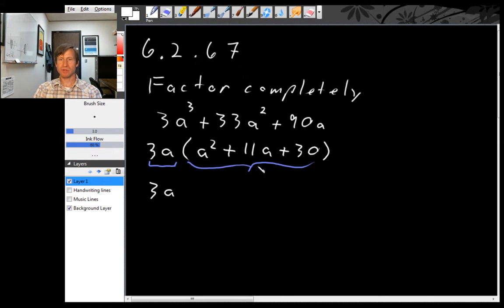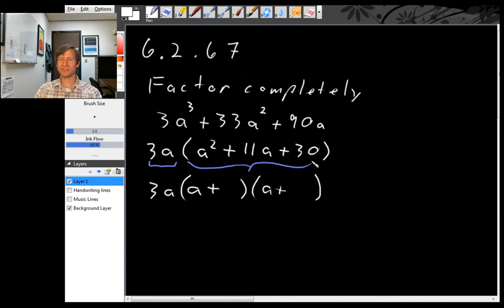Now a squared plus 11a plus 30, this has a leading coefficient of 1, and so we can factor it using the guess and check method or this FOIL method, whatever you want to call it. So we're going to need an a and an a. Because the sign on the constant term is 30, we need either plus and plus or minus and minus. But since the middle term also is positive, it's plus and plus.